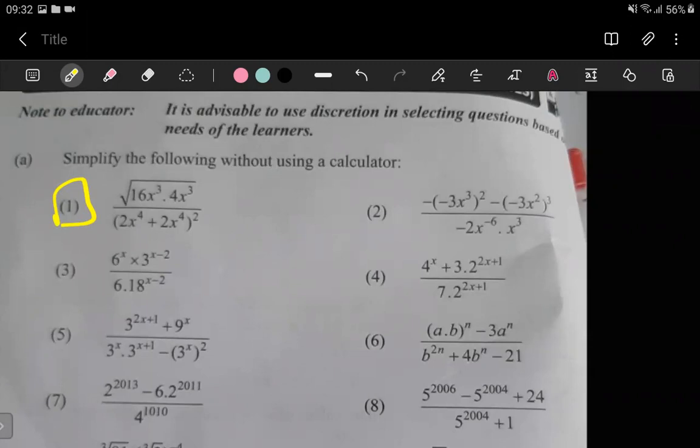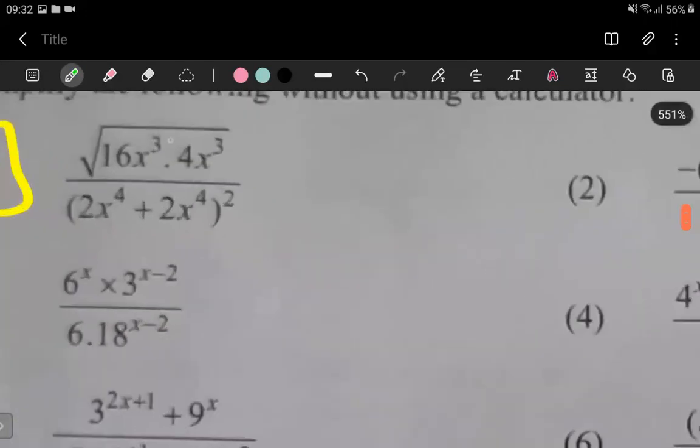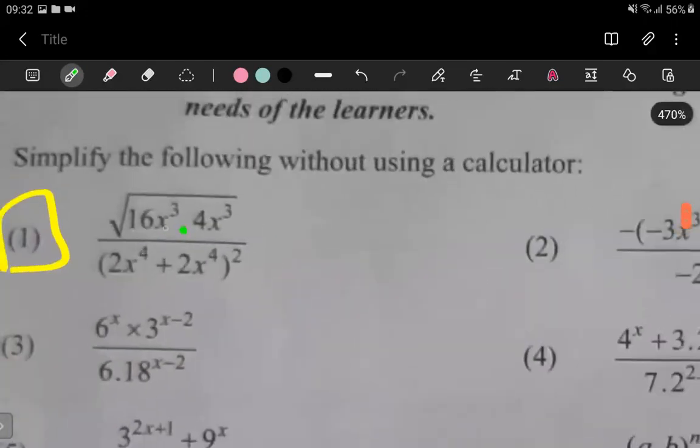know your surd laws. Your surd laws will tell you that the square root symbol goes for everything here individually, including the variables.